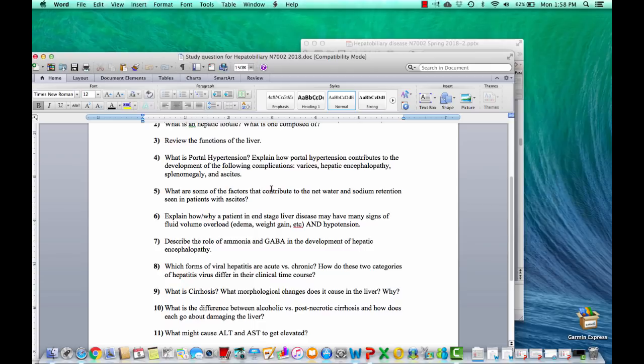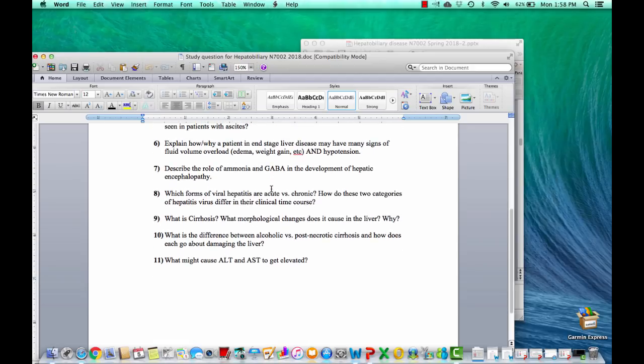Okay. So the next question, what is cirrhosis and what morphological changes does it cause to the liver and why? So cirrhosis is a fibrotic liver disease, and it really represents liver failure. It's a form of chronic liver failure. Okay? And it is an irreversible process.